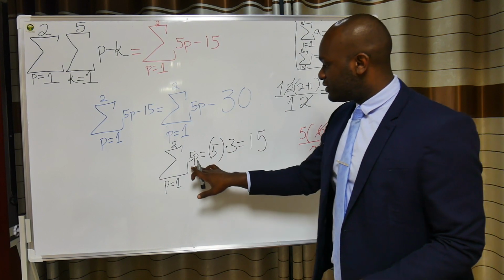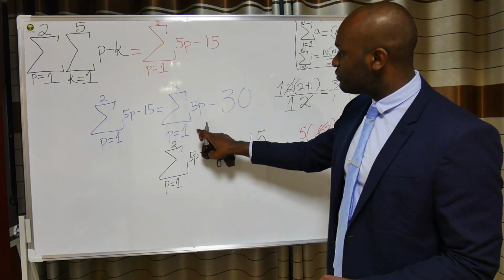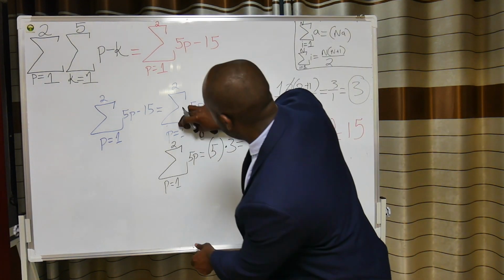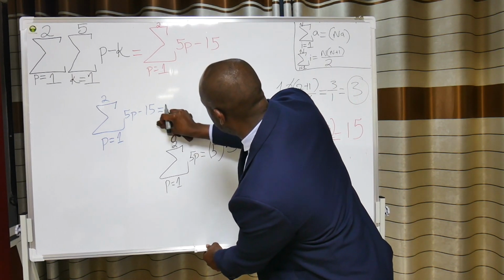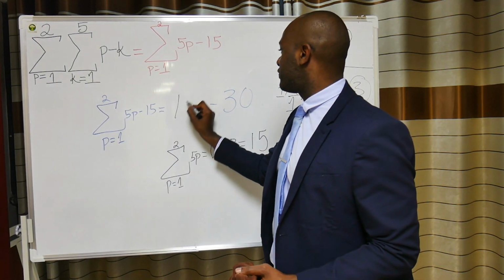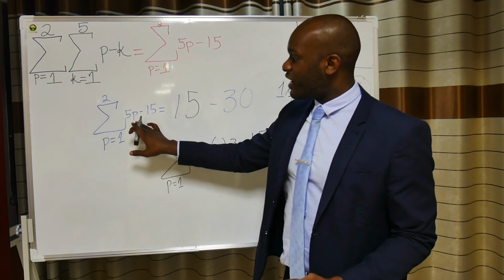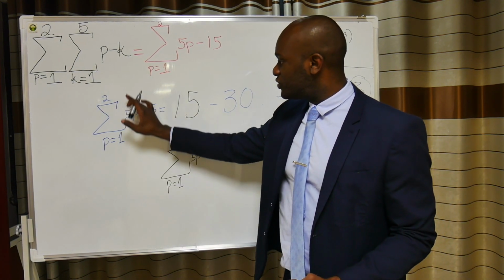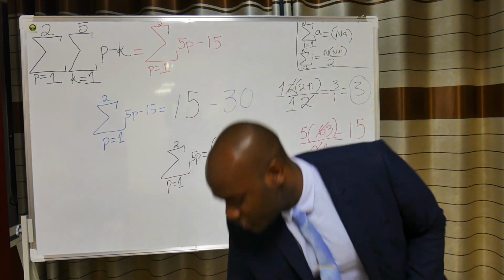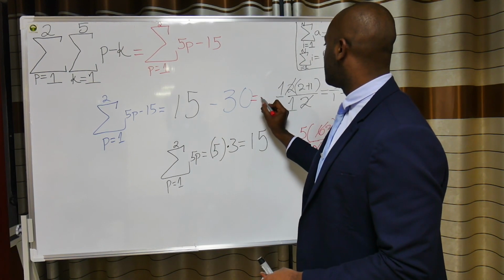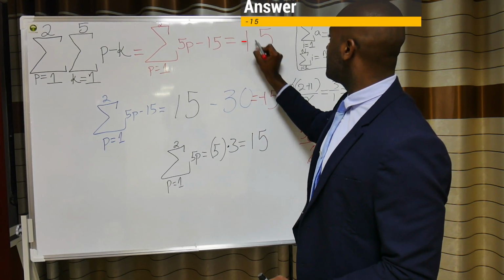So we know that the summation of 5 times p from p equals 1 to 2 is going to be equal to 15. I'm going to erase this and replace it with what we know the value to be, 15. And finally, we are left with the answer: the summation of 5p minus 15 from p equals 1 to 2 is going to be equal to 15 minus 30, which of course is going to be equal to negative 15. Negative 15. And that is our answer.